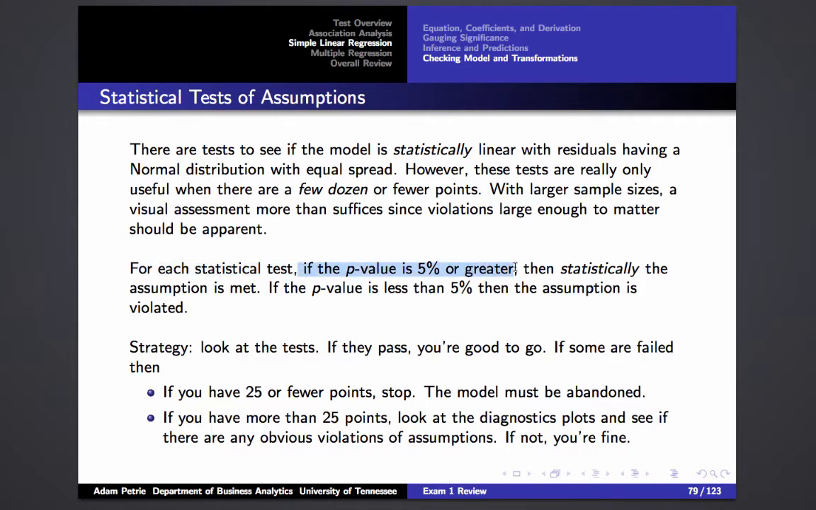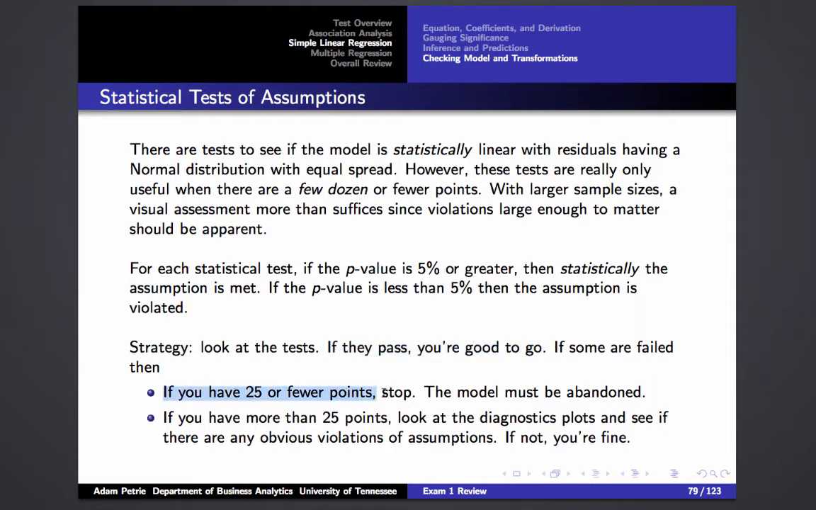Remember, a p-value less than 5% says statistically significant, tells you something interesting is happening. With residuals plots, we don't want to see anything interesting happening, so we want p-values 5% or bigger. So if they all pass, we're good to go. If some are failed, well, let's look at the sample size.